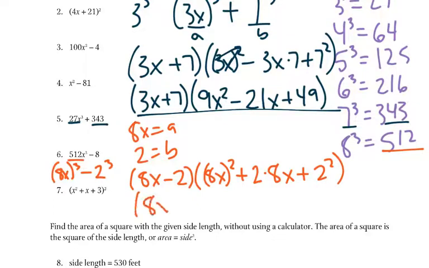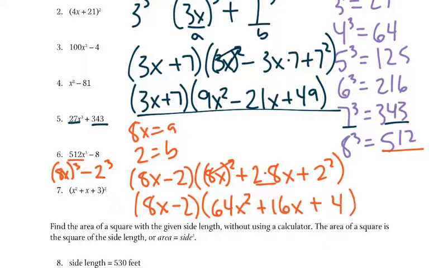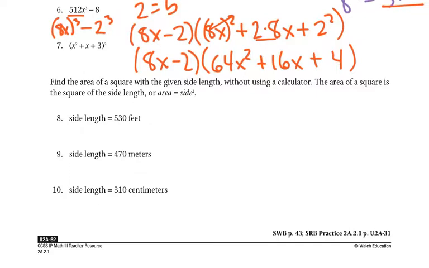So 8x minus 2 times 8 squared is 64x squared, plus 2 times 8 is 16x, plus 2 squared is 4. And there's our answers for those ones. Okay, now looking at these ones, we want to try to split things up into numbers we may or may not know that might be easier to deal with, that we can do without using a calculator.